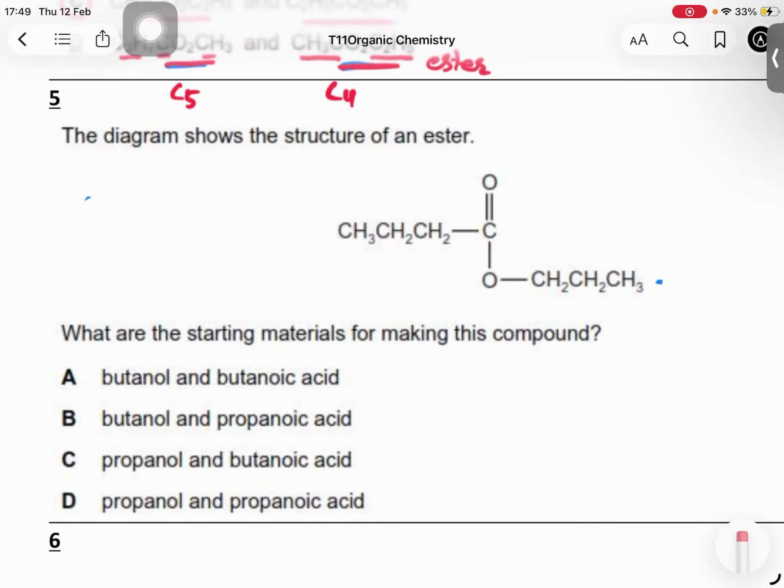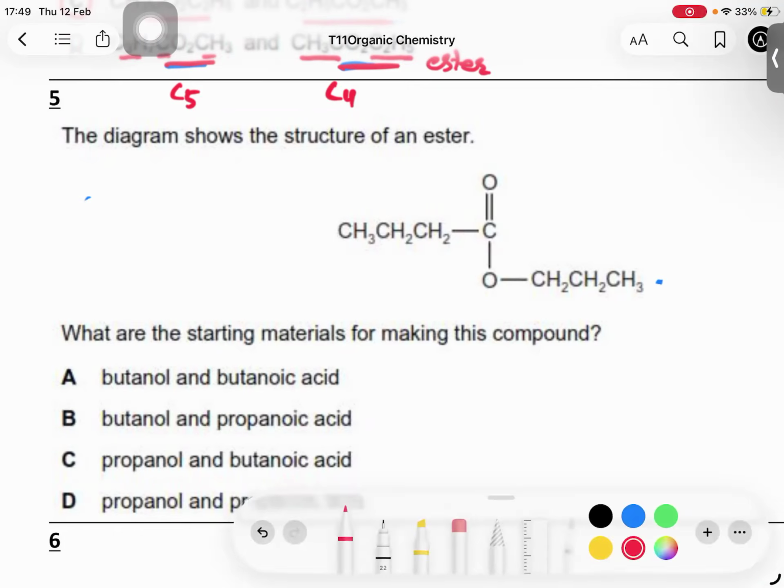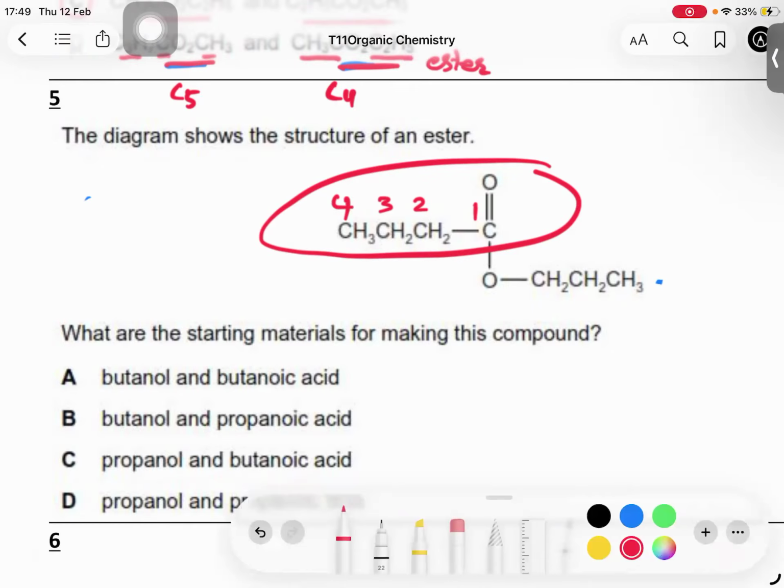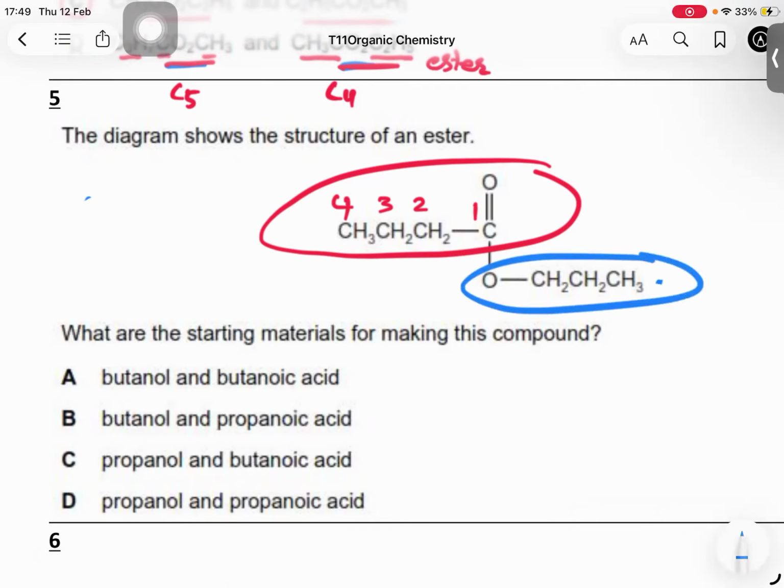Then butanoic acid. Okay, here is the acid part. How many carbons in the acid? So it should be butanoic acid. And how many in the carbon-oxygen part? So it should be propanol. So propanol and butanoic acid.